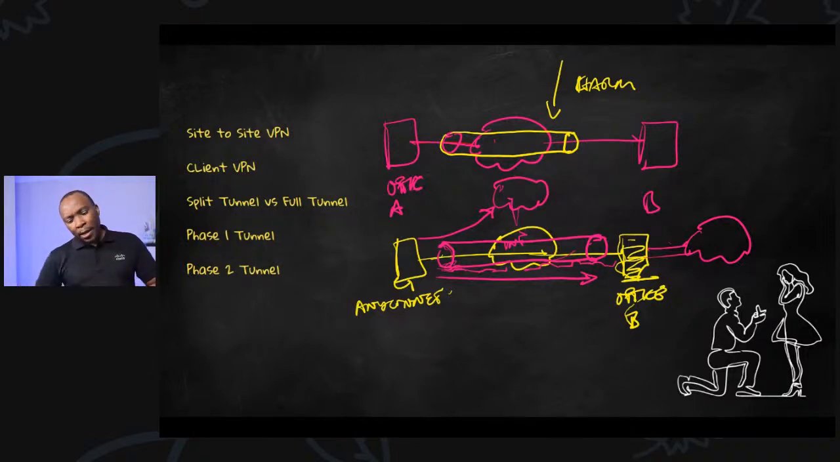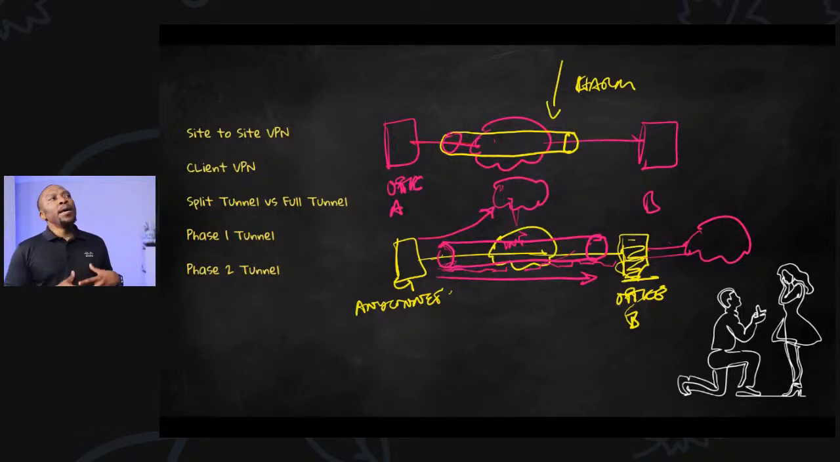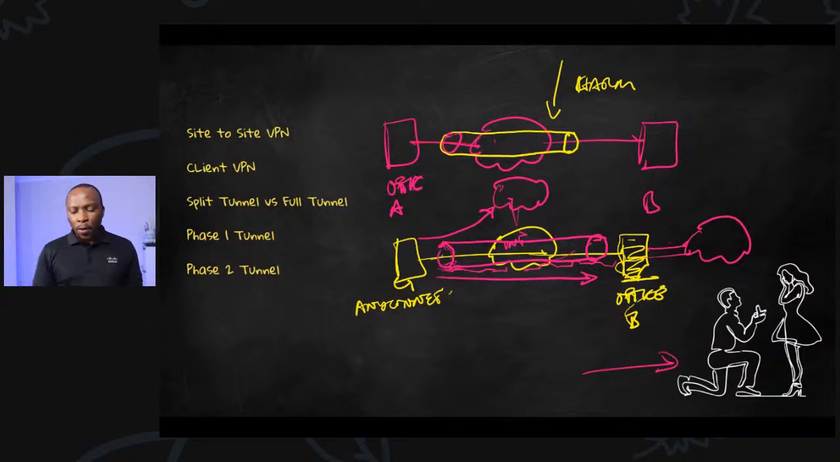And with our VPNs, we have what is known as a phase 1 tunnel and a phase 2 tunnel. And I was trying to find a way that I could probably simplify and give an example on what is this phase 1 tunnel, what is this phase 2 tunnel, and I'm sure many of you are wondering, what is this picture doing? Why a picture of a boy who's trying to propose, and how is that relevant to VPNs?